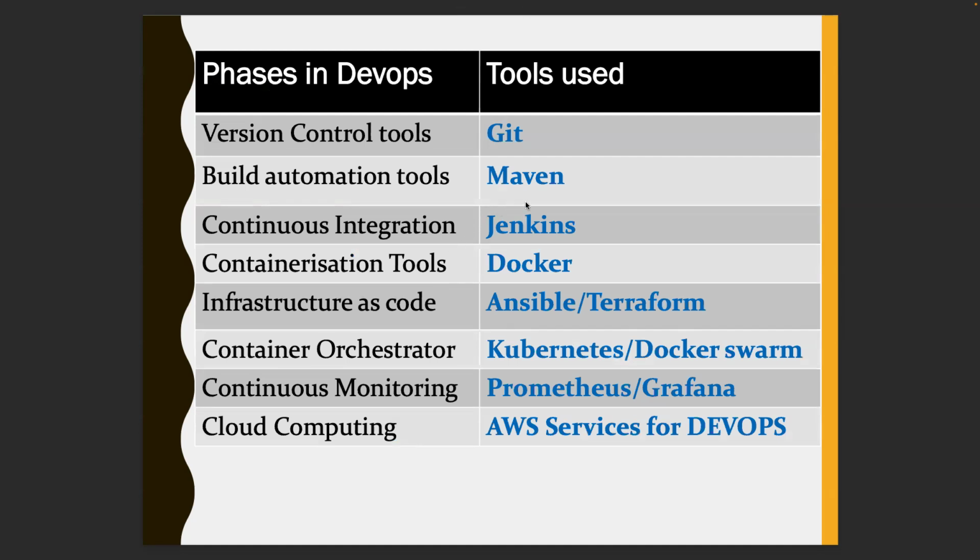These are all the tools I'll be covering here: version control system Git, Maven, Jenkins, Docker, Ansible, Terraform, Kubernetes, Docker Swarm, Prometheus, Grafana, and certain AWS services which will help DevOps. All of this will be covered. Here I have just given a brief list of them. If you look at version control systems, Git will be covered. There are so many other tools like SVN, TFS and so on. I am covering the tool which is the market leader, which is very widely used in the market.